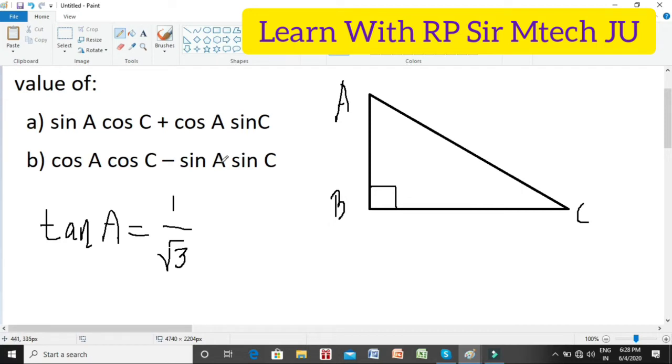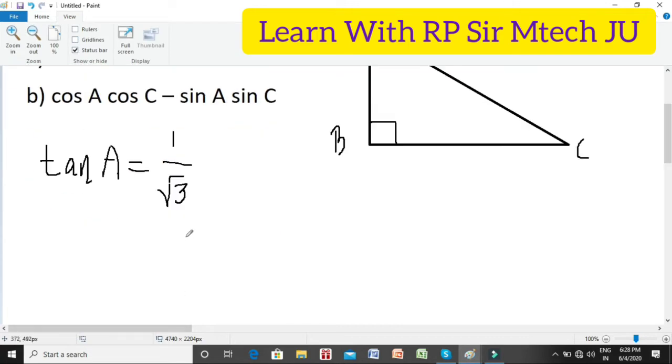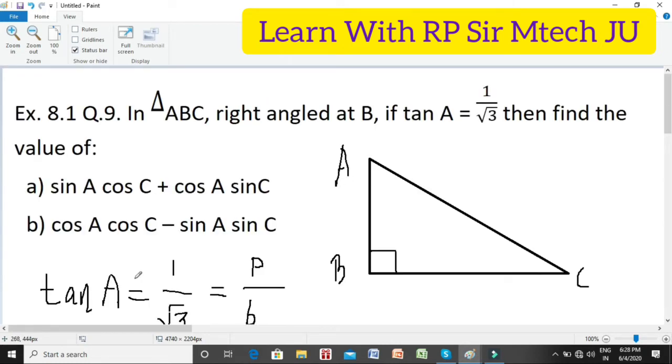Now, as I have mentioned, whenever we are solving a trigonometrical problem based on right angle triangles, we have to figure out all the sides of the triangle so that we can go further with the problem. So we know tan theta means perpendicular by base. Since it has been mentioned as tan A, we are targeting this particular angle. If this is A, then obviously BC will be the perpendicular, AB will be the base, and of course AC is the hypotenuse.